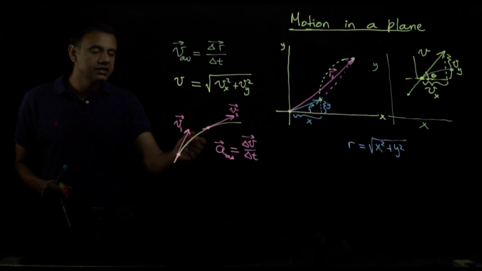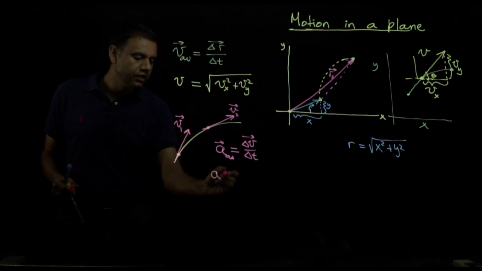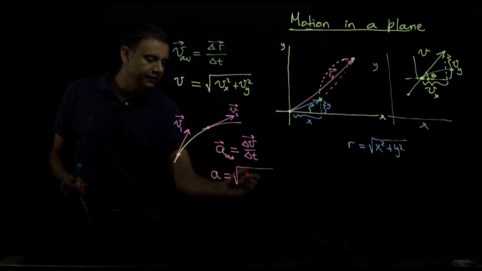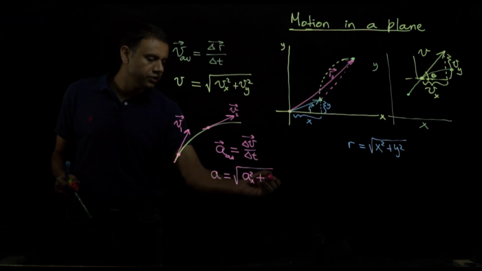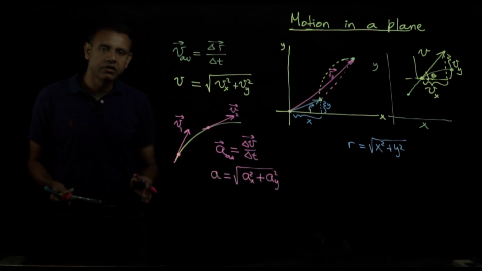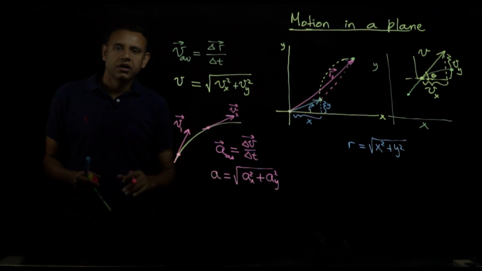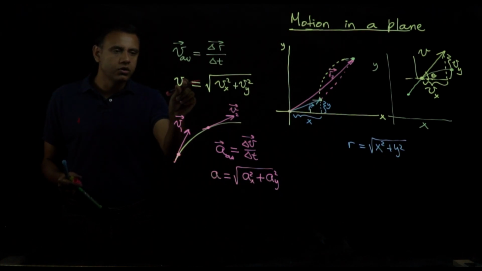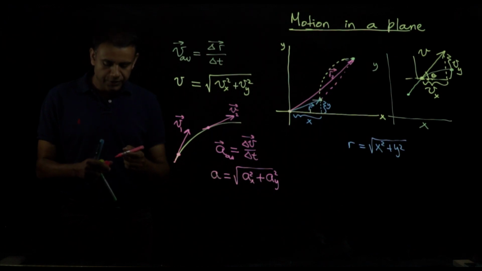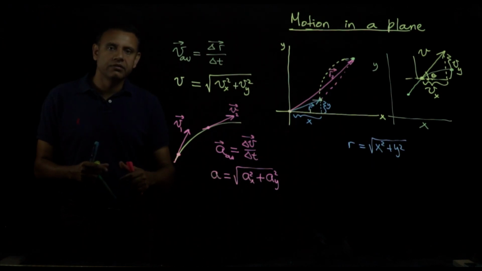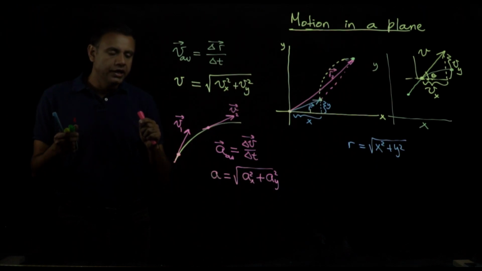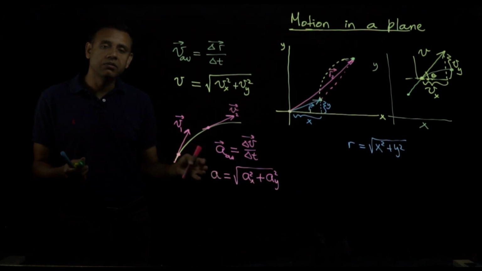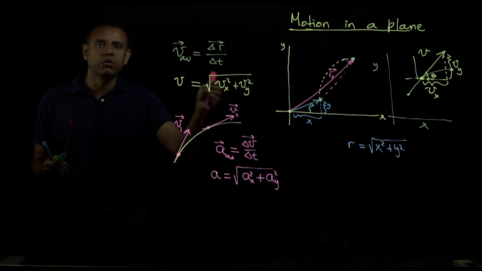And you can calculate the acceleration at any point by just writing the magnitude as the square root of ax squared, which is the x component of the acceleration, plus ay squared, the y component of the acceleration. And these are the different ways of writing the total velocity and acceleration. We'll deal with different motions, like projectile motion or motion along a circle, and these types of problems will have both x component and y component.